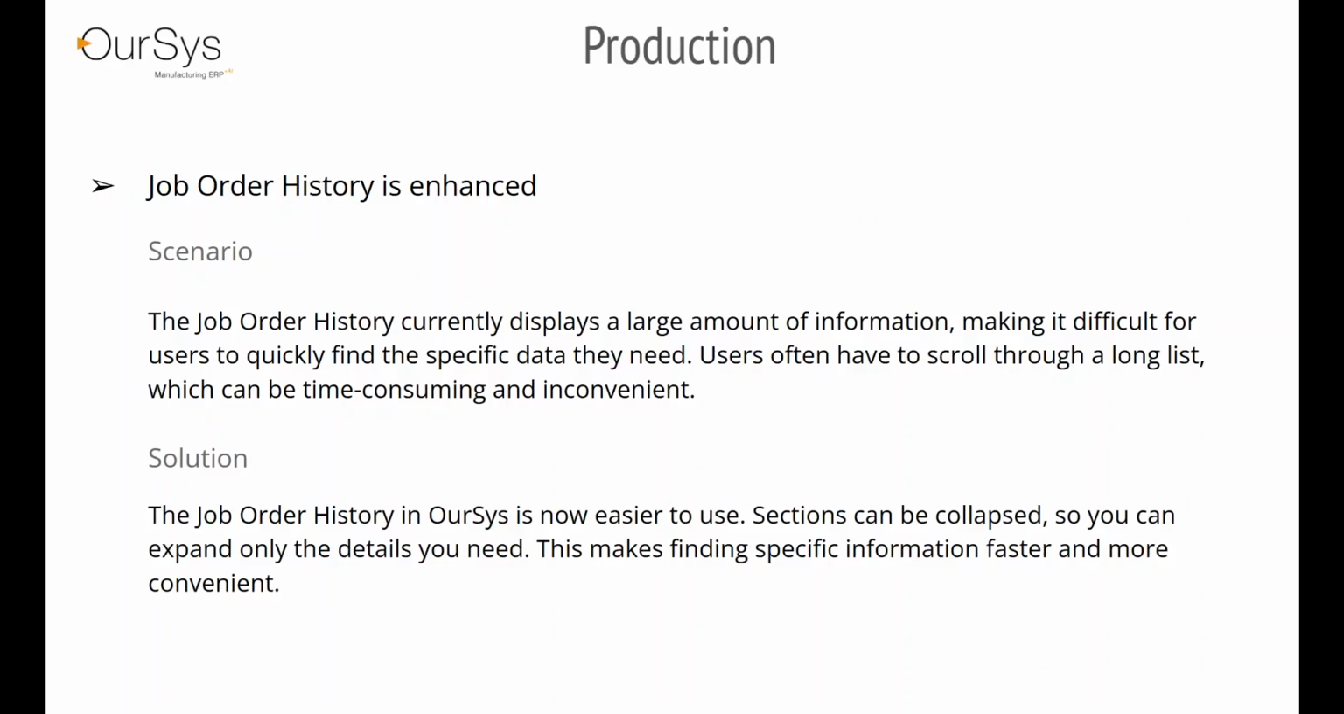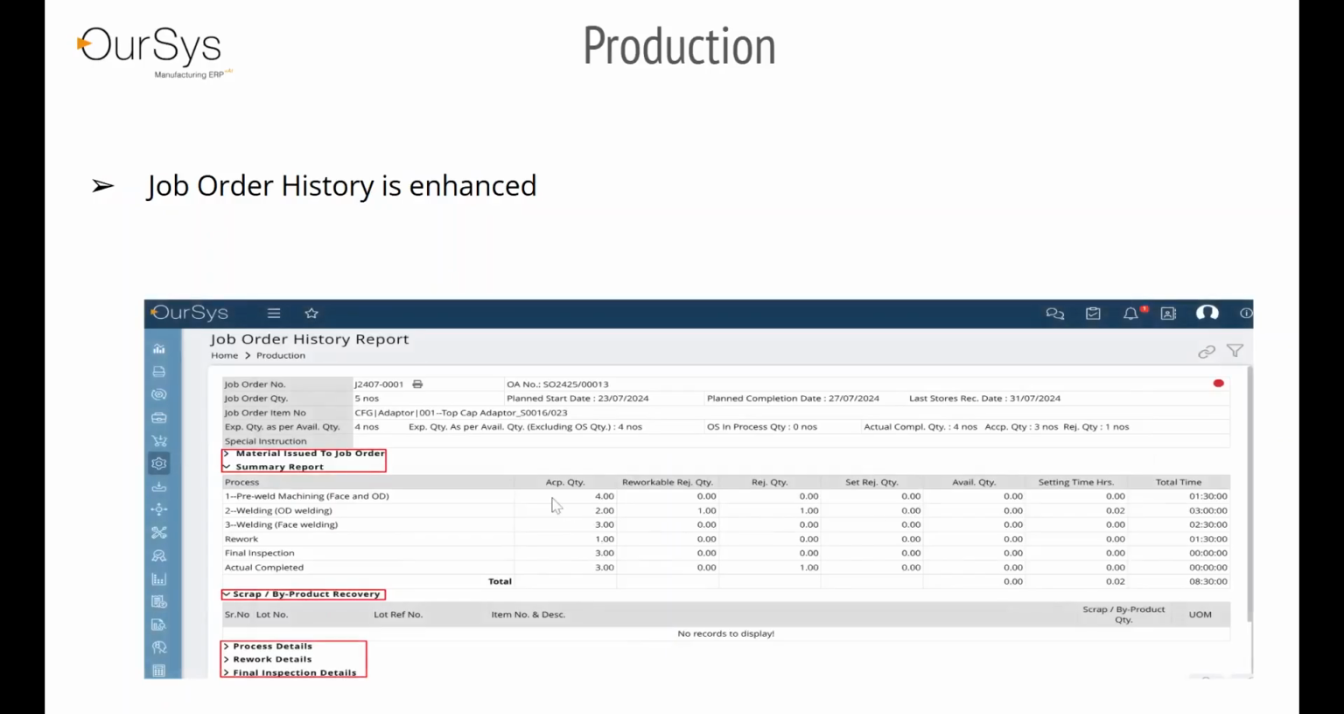So that provision has now been implemented. You can simply collapse or expand the detail that you want to see. So here in the screen you can see we have a job order history report where we have now divided the report into sections. Material issue section is there, summary section is there, rework process detail sections are there. So user can simply expand and collapse the data that they want to see.